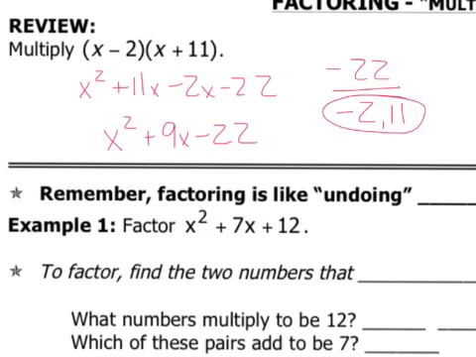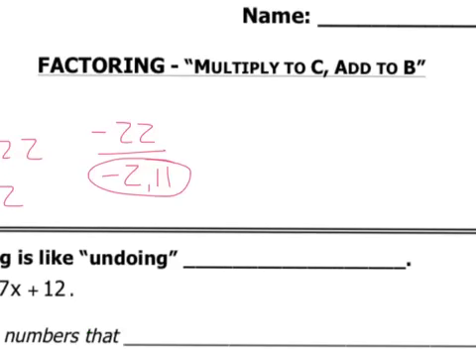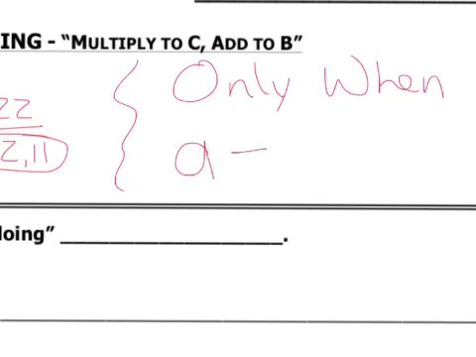This is a special case. I want you to write nice and big up at the top, somewhere. I'll do it over here. Only when a equals 1. Nice and big. That means it's just a regular old x squared, 1x squared, okay? So only when there's a regular old x squared. If there is no number in front of x squared, you can use this shortcut. This is the only time it works.